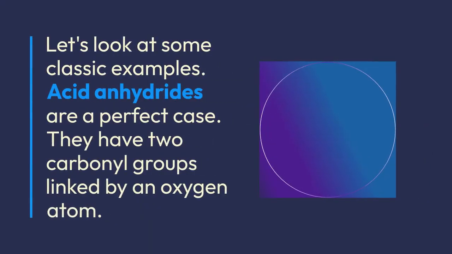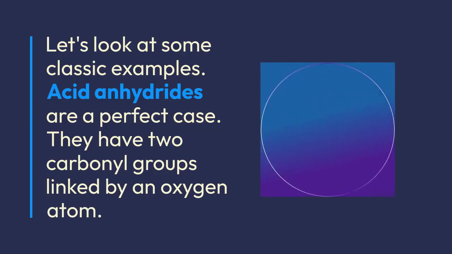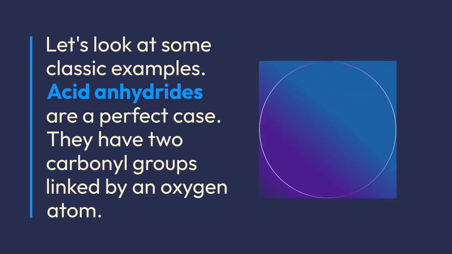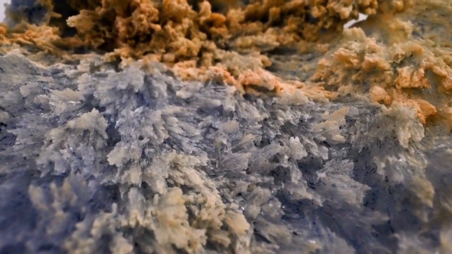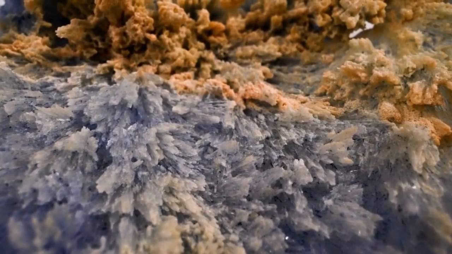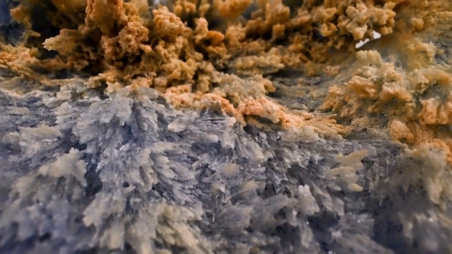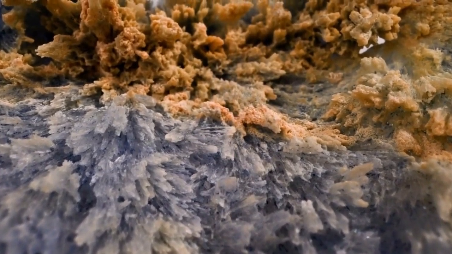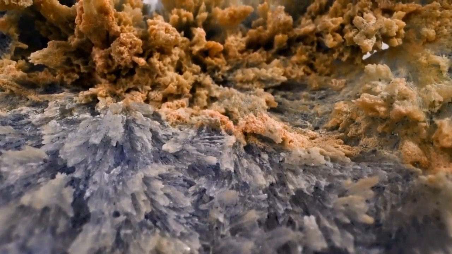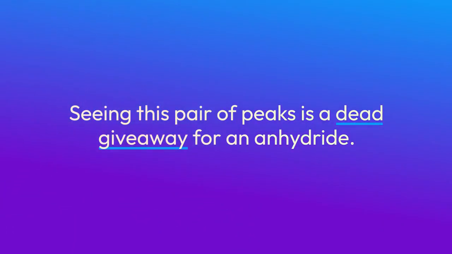Let's look at some classic examples. Acid anhydrides are a perfect case. They have two carbonyl groups linked by an oxygen atom. Because of coupling, they don't show one C=O peak. Instead, they show two distinct peaks, an asymmetric stretch around 1820 cm⁻¹ and a symmetric stretch around 1760 cm⁻¹. Seeing this pair of peaks is a dead giveaway for an anhydride.